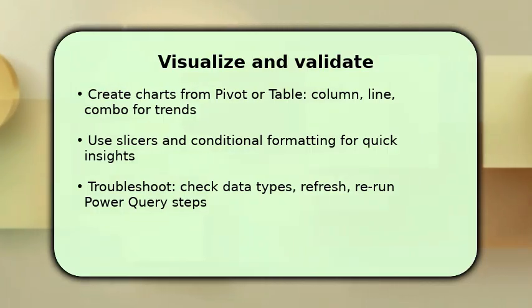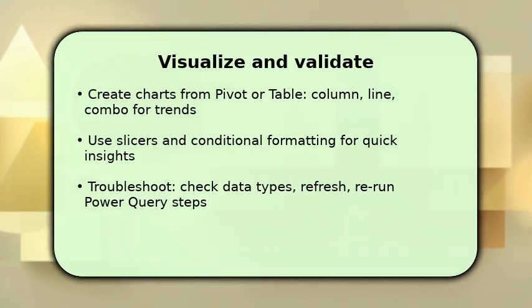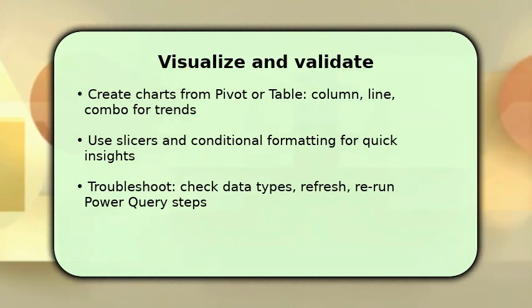Before sharing, validate numbers by sampling raw rows and reconciling totals to pivot summaries. If results look wrong, refresh the data, check column data types, and rerun Power Query steps to catch implicit type changes. A single troubleshooting tip.